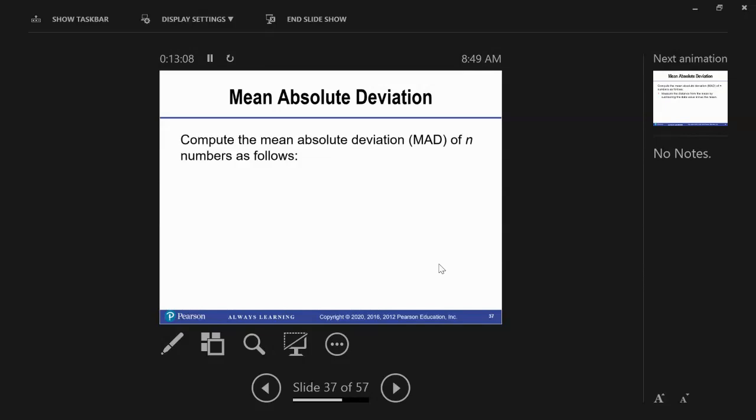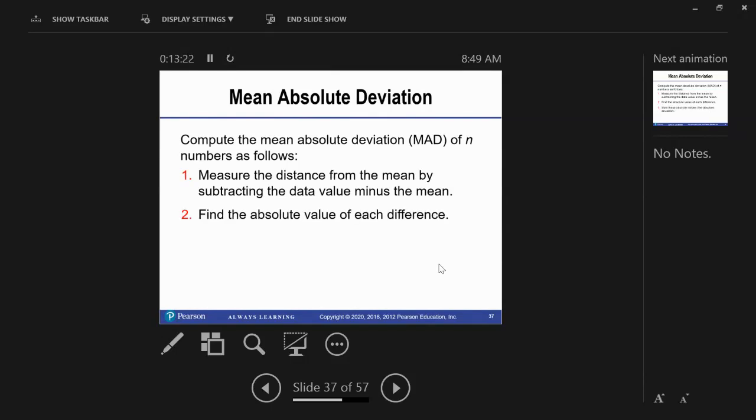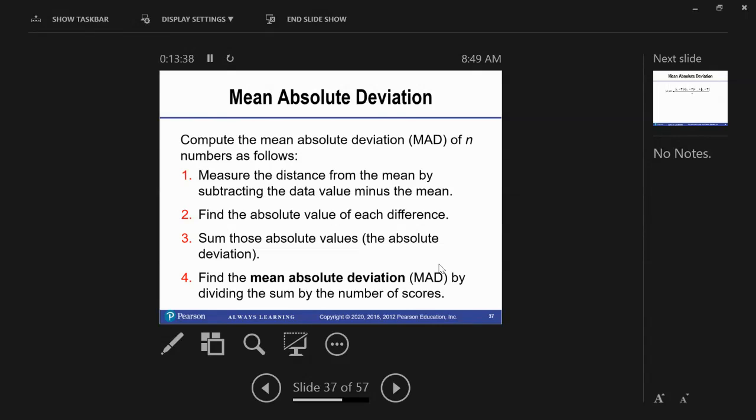So when you want to compute the MAD of n numbers, here are the steps. You're going to measure the distance from the mean by subtracting the data value minus the mean. Then you're going to find the absolute value of each difference. You'll add all of those values and then divide by the number of scores.